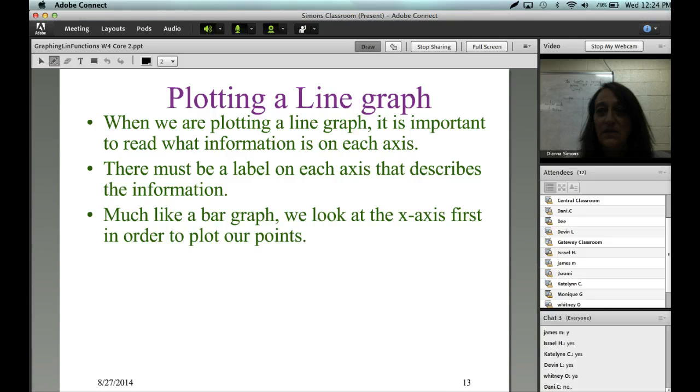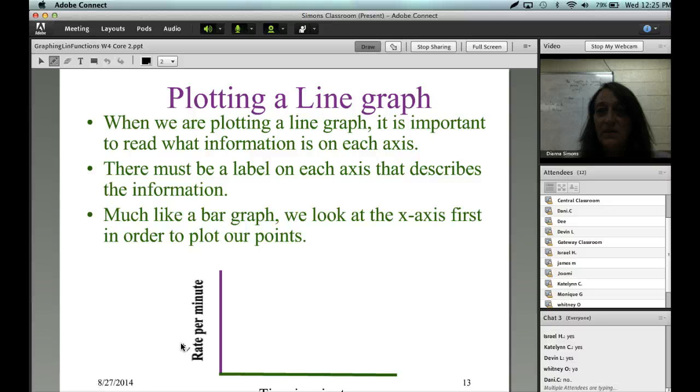Like a bar graph, we're going to look at the x first in order to plot our points. So rate per minute, so I don't know if any of you guys are in physics or if you had physics last year, what does rate per minute mean? What's another word for rate per minute? How fast you're going? What's another word for how fast you go? Miles per hour, velocity. Good, what she said. Yes. Good, Dee. Yes, miles per hour. Okay.